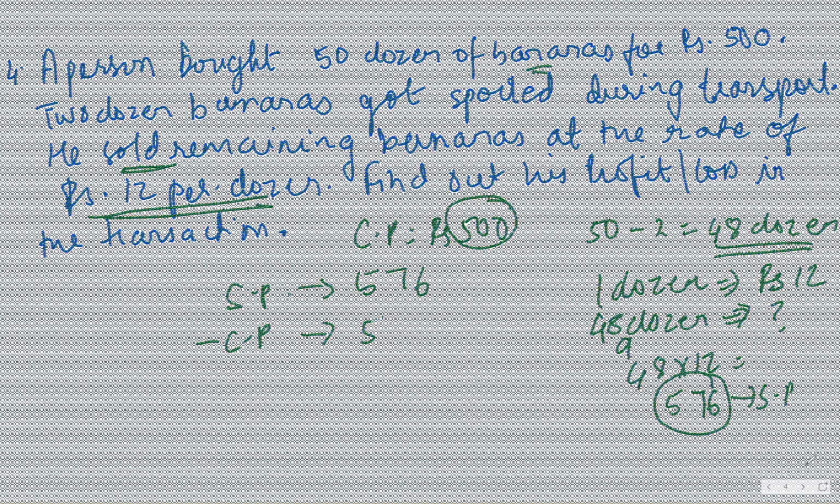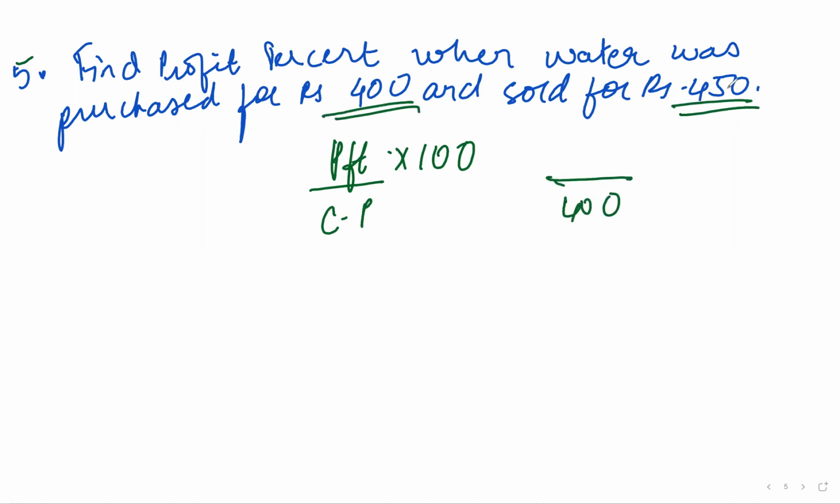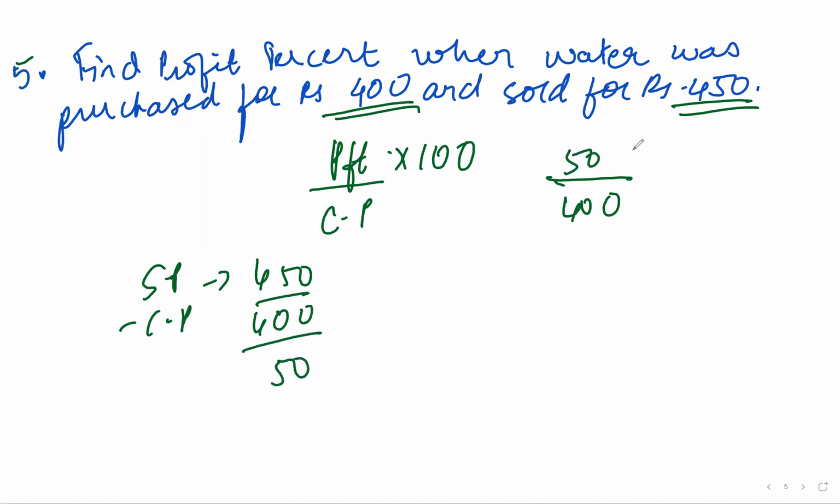Next question. Find profit percent when water was purchased for rupees 400 and sold for rupees 450. I know profit percent formula is profit over cost price into 100. I have got cost price which is 400 and my selling price is 450. Whenever selling price is more than cost price, it is profit. So this is 50 rupees. So 50 over 400 into 100 is the formula.